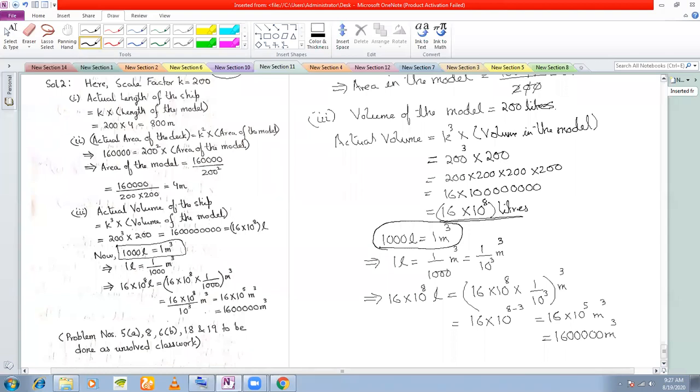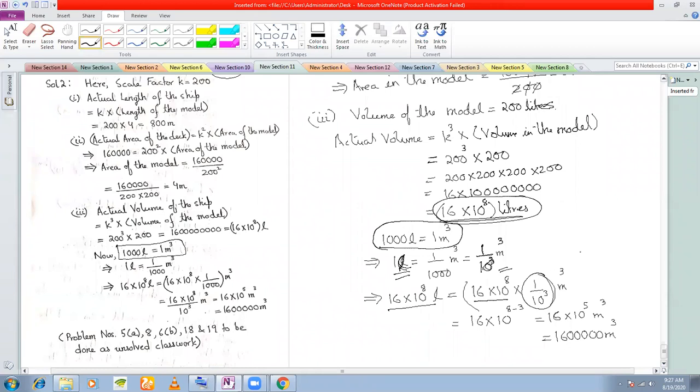So what is 1 liter? If 1000 liters is 1 meter cube, therefore 1 liter is 1 by 1000 meter cube, which is 1 by 10 cube meter cube. So we've got a relation: 1 liter is this much meter cube. Therefore, 16 into 10 to the power of 8 liters is how many meter cube? 16 into 10 to the power of 8 into 1 by 10 cube.